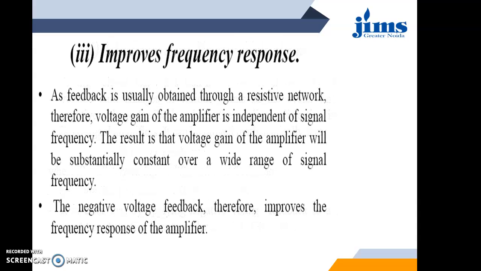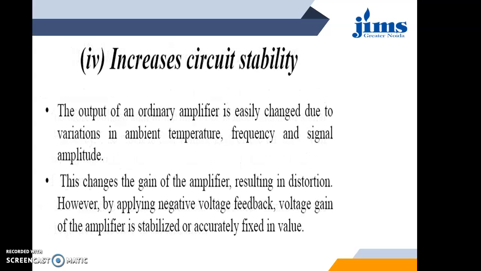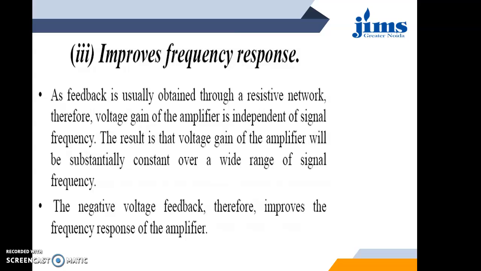The third parameter that improves is the frequency response. In case of negative feedback, the frequency band increases, the range of frequencies increases. It is because the lower cutoff frequency is much reduced and the upper cutoff frequency is much increased. This occurs as the upper cutoff frequency becomes f into 1 plus beta A, and the lower cutoff frequency becomes f upon 1 plus beta A. So the lower frequency is much lower and the upper frequency is much higher, and that is how the range of the frequency is increased.